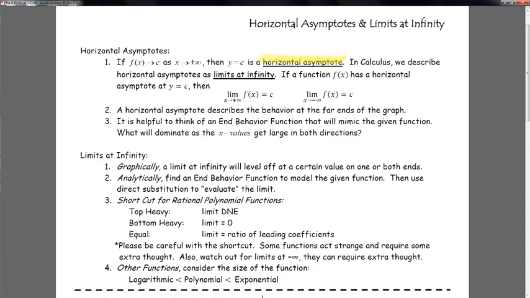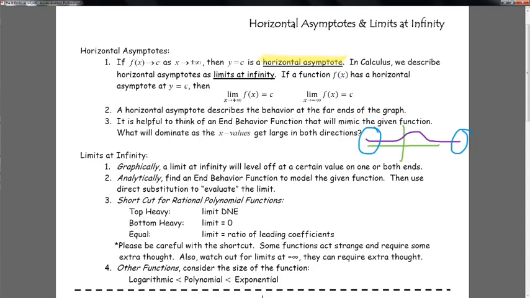Just to give you an idea, we're talking about something that looks like this. A function that comes up and then comes down, and what I'm looking at is way over here in the negative infinity area and then way over here in the positive infinity area. I want to see if my function is approaching some sort of y value. In calculus, we use this to describe horizontal asymptotes as limits at infinity. So as x goes to infinity, that's what we're looking at.